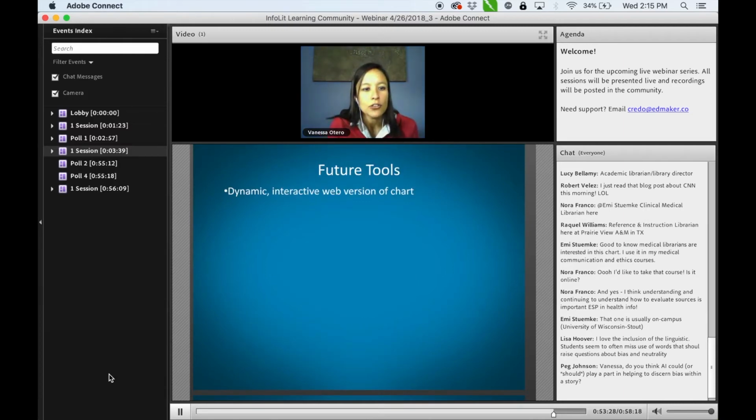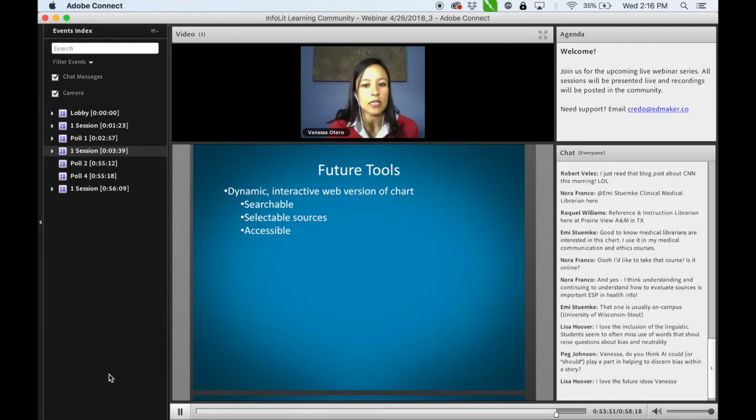So in the future, I plan on having a dynamic interactive web version of the chart that is searchable, because you can only put so many sources on there without overlapping right now. They'll be selectable, so you can see just the ones that you want to see and download a JPEG of the ones that you selected, and accessible.